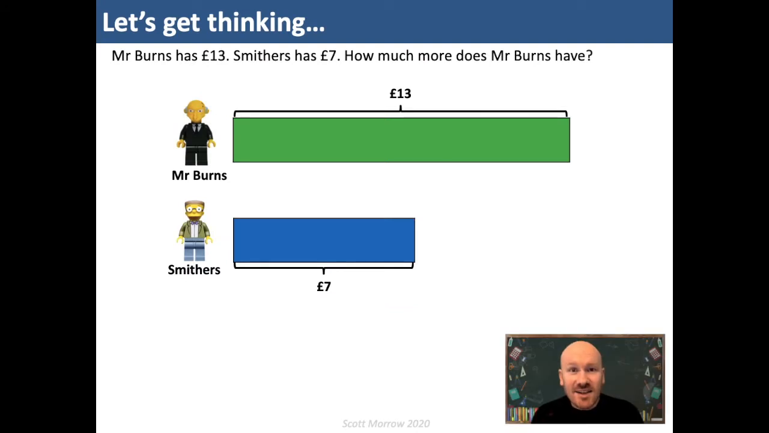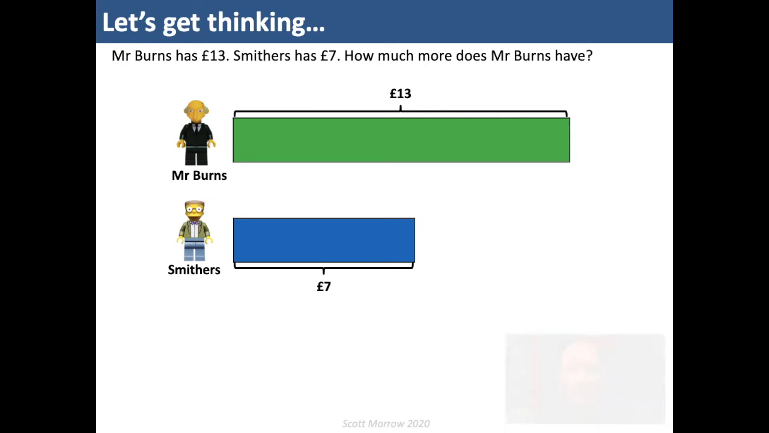Next, I'd like you to discuss the following problem with a partner. Mr. Burns has £13, Smithers has £7. How much more does Mr. Burns have? Again, the most important thing isn't the answer here. The most important thing is that you can explain how you would work that out. So you might want to do that using your fingers, using resources, or drawing pictures. So pause the video for 2 to 3 minutes and have a go at that.